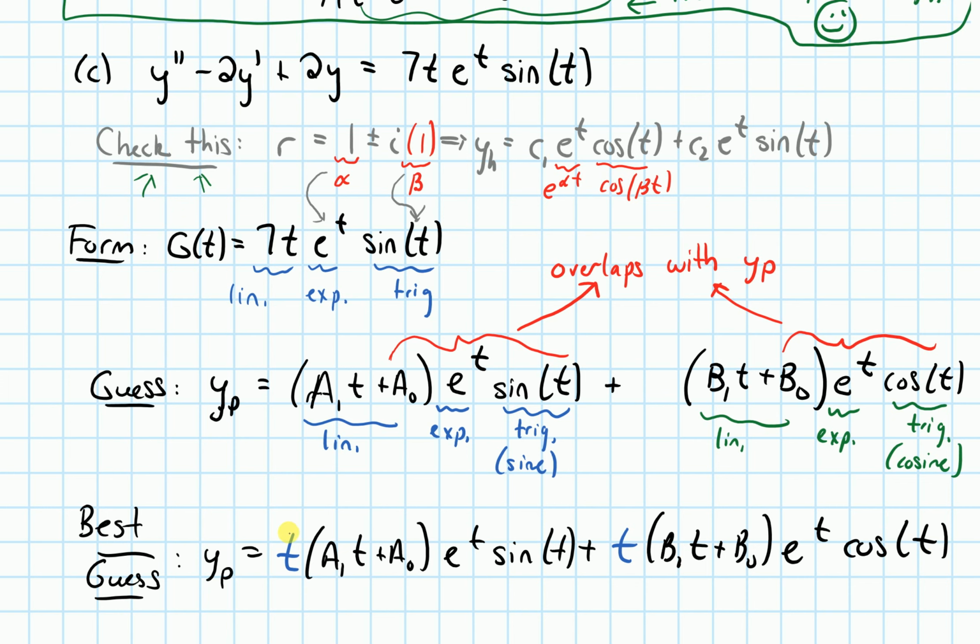And now there's no overlap with this, because if I were to distribute this t in, I'm not going to have just e to the t sine t like I have in the homogeneous case, or e to the t times cosine t. It'll always be multiplied by this t at the least. I might even get a t squared term. So there's no overlap now. So this is the proper guess.